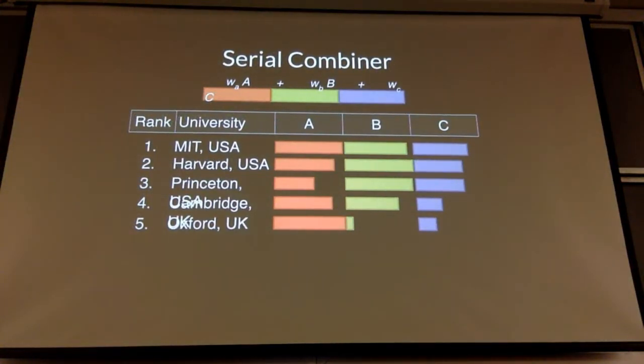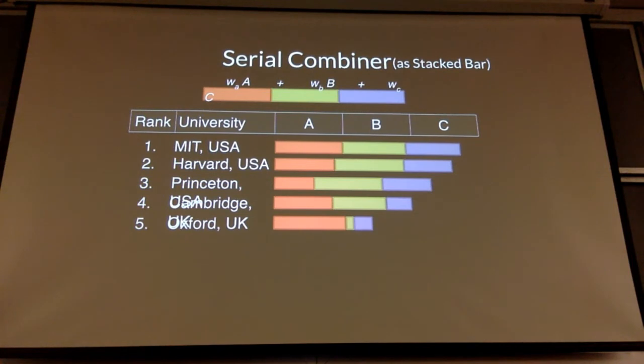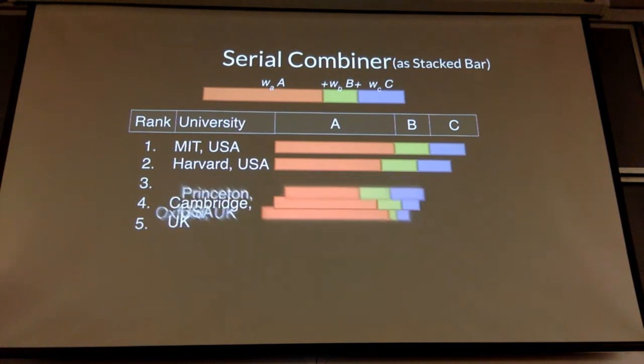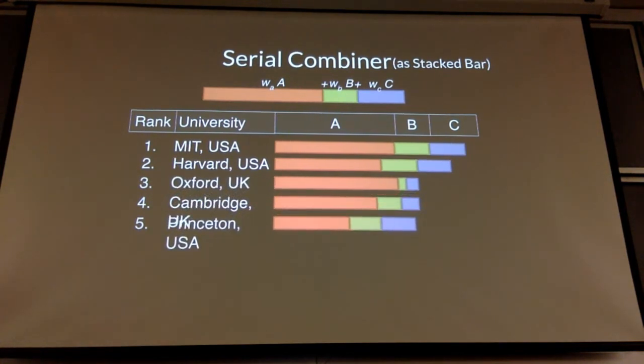So how does the weighted sum, the serial combiner, work? We have these independent elements, and we can simply create a stacked bar chart by moving those over to each other. And then we can adjust the weights. For example, if we adjust the weight of A, then our visualization here would adapt. In this case, we see that the overall score of Princeton is now lower than that of Cambridge and Oxford at the bottom. And so we will have to update this ranking dynamically.